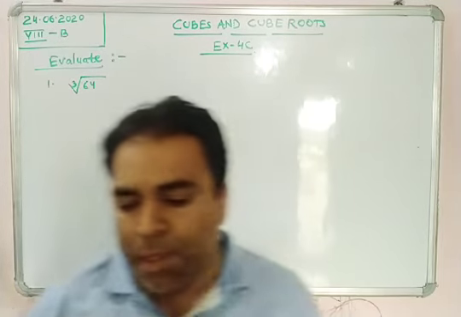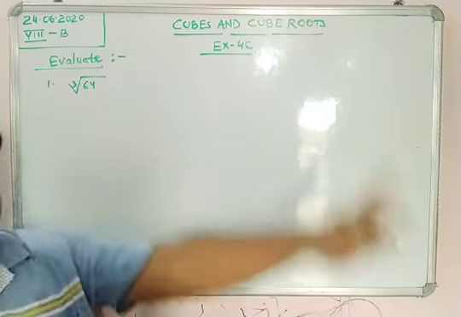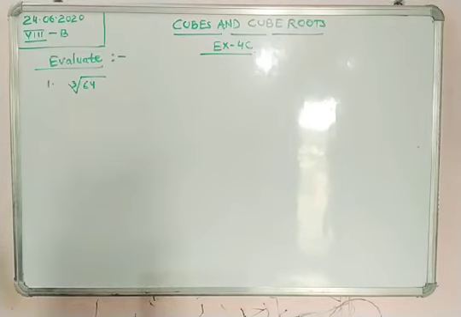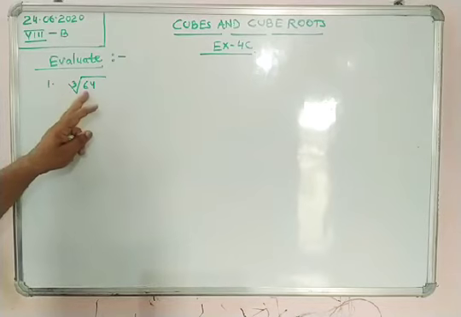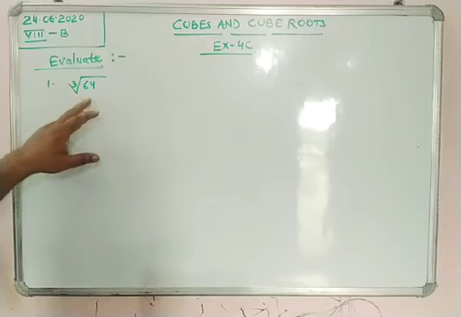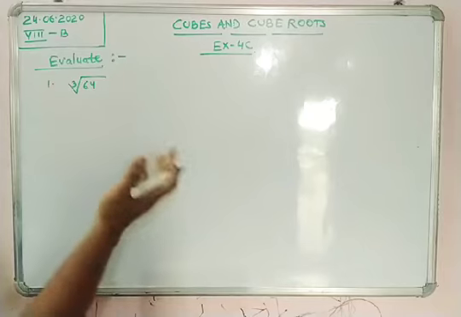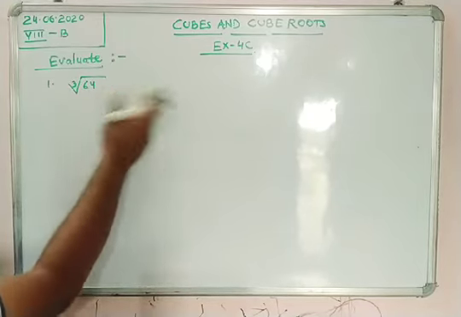Hello students, today I am going to discuss the last exercise from the cube and cube roots chapter, and the exercise is exercise 4C. In class 8 we are going along with this chapter, and this is the first question here: to evaluate the cube root of 64. Certainly, this is exercise 4C and we are going to end this chapter. So let's do the questions one by one. We have to find the cube root of 64.